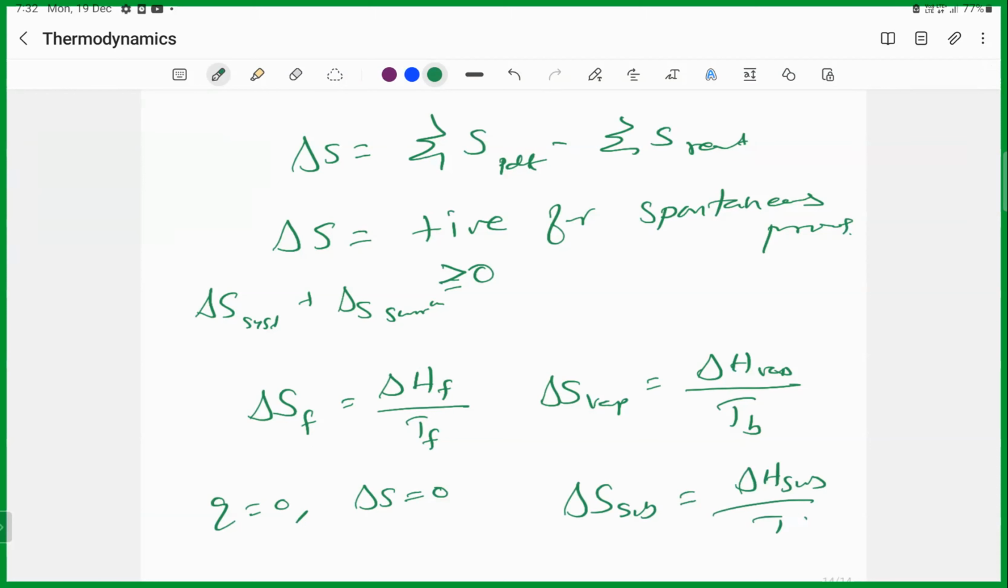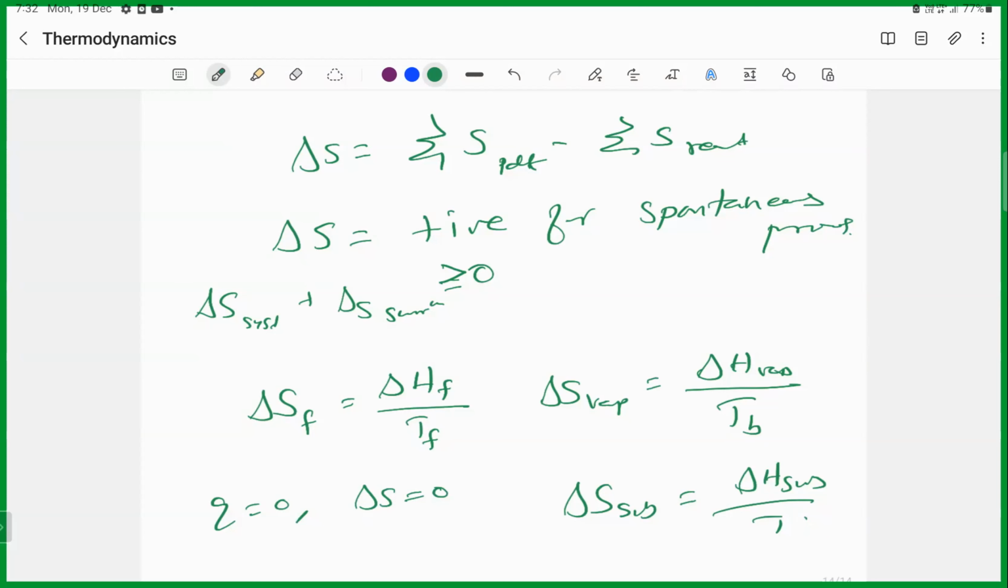So we can explain delta S total. When delta S universe is positive, the process is spontaneous. When delta S total of the universe is negative, it is non-spontaneous. When delta S total is 0, it is equilibrium. So after that, we can have everything in the same form.